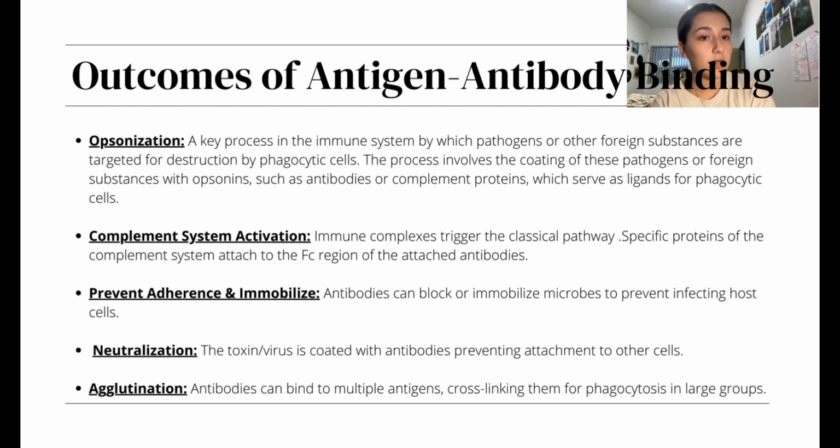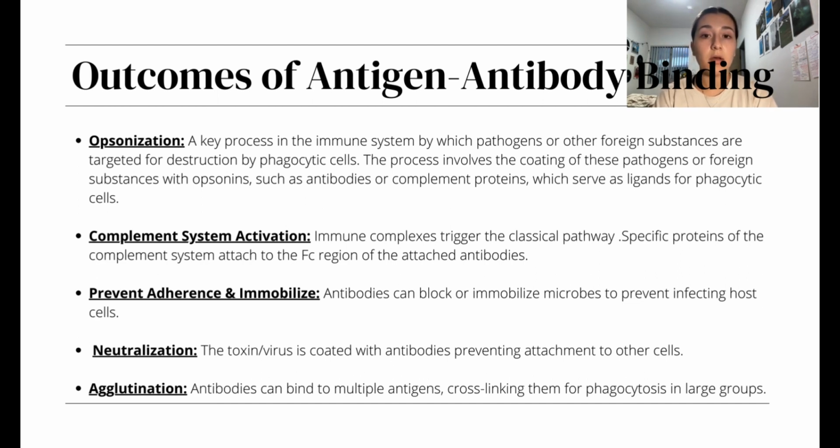There are several outcomes of antigen-antibody binding. One of these outcomes is opsonization, which is a key process in the immune system by which pathogens or other foreign substances are targeted for destruction by phagocytic cells. This process involves the coating of these pathogens or foreign substances with opsonins, such as antibodies or complement proteins, which serve as ligands for phagocytic cells.